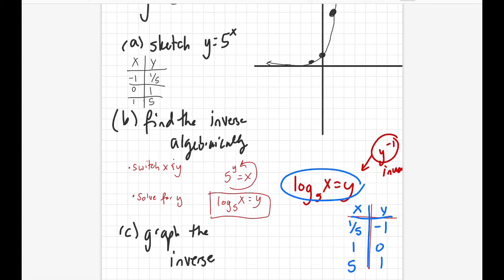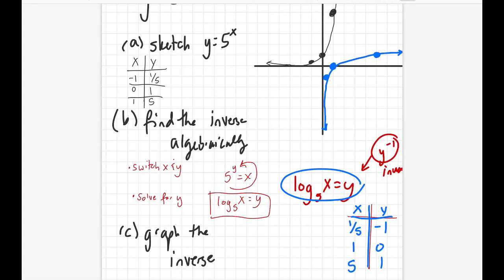And now I'm going to go up and start graphing these points. So first I've got 1/5 and -1. It's going to be right here. Then I've got 1, 0 right there. And then 5, 1, and I'm going to connect them now.